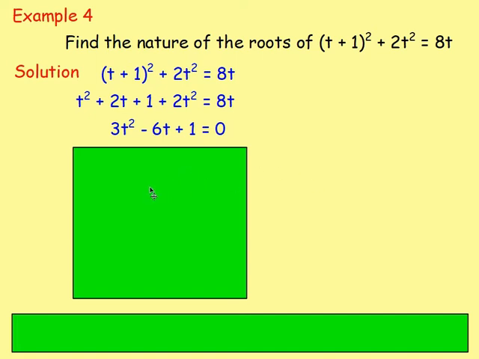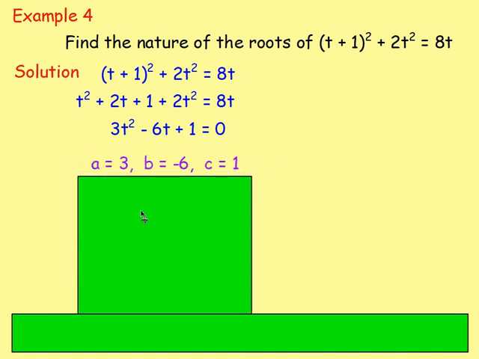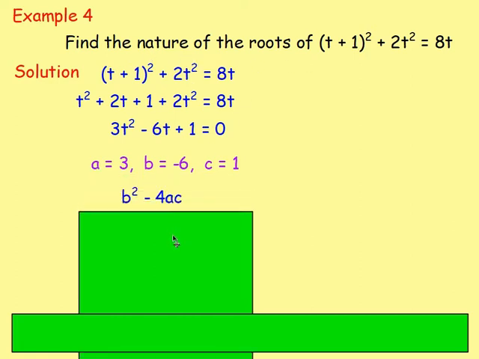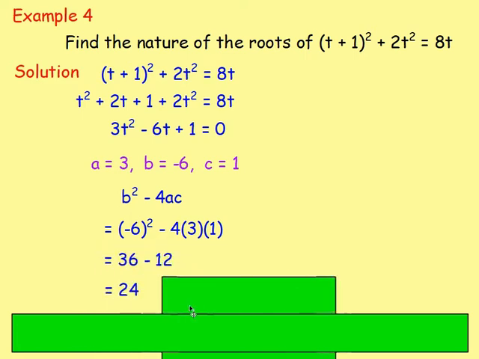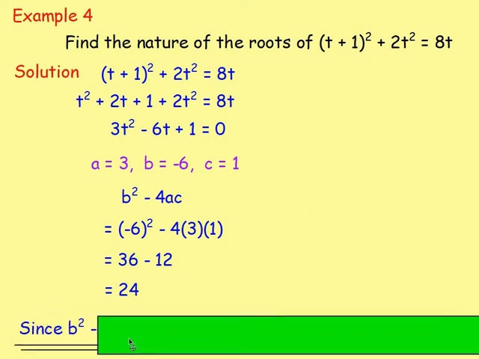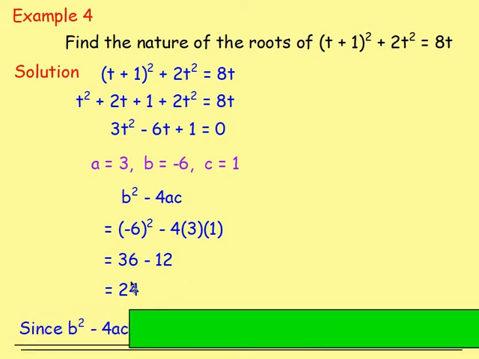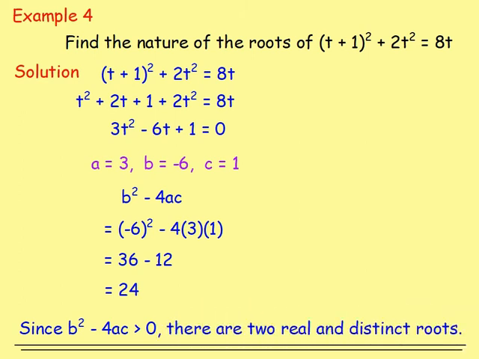From there, write down the values of a, b, and c. So a is going to be 3, b is negative 6, and c is 1. And from there, to find the nature of the roots, we know we use the discriminant, b squared minus 4ac. So negative 6 squared, take away 4 times 1 times 3, and we end up with 24. So you can say that since b squared minus 4ac is 24, so obviously it's bigger than 0, that means there are two real and distinct roots.